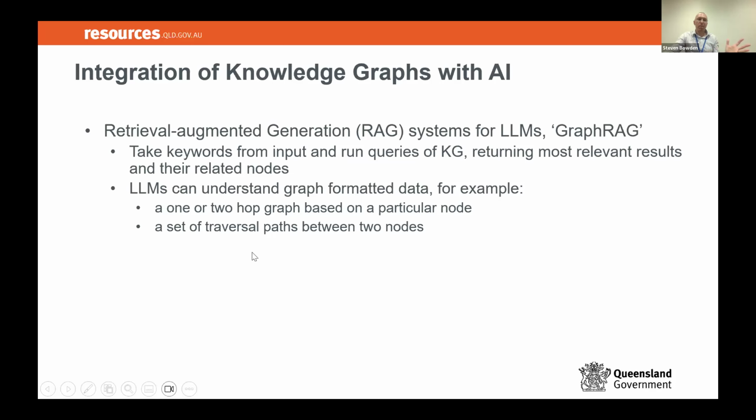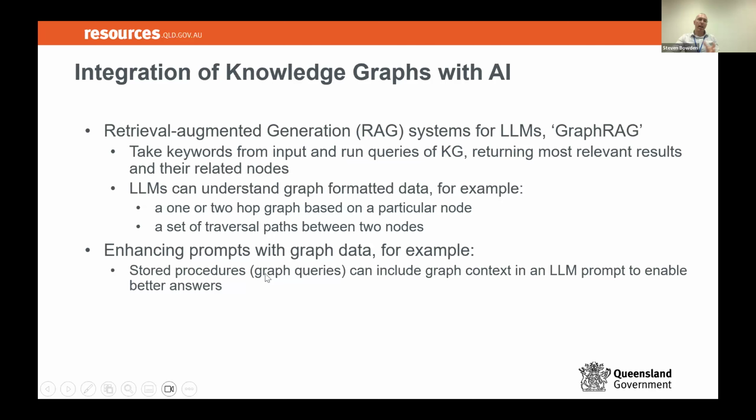So you can just give it a pretty raw traversal path or a 1 or 2 hop connection to a node or a set of nodes. So that's one aspect of how knowledge graphs can help this latest AI revolution that's going on. But it can also go the other way around too.